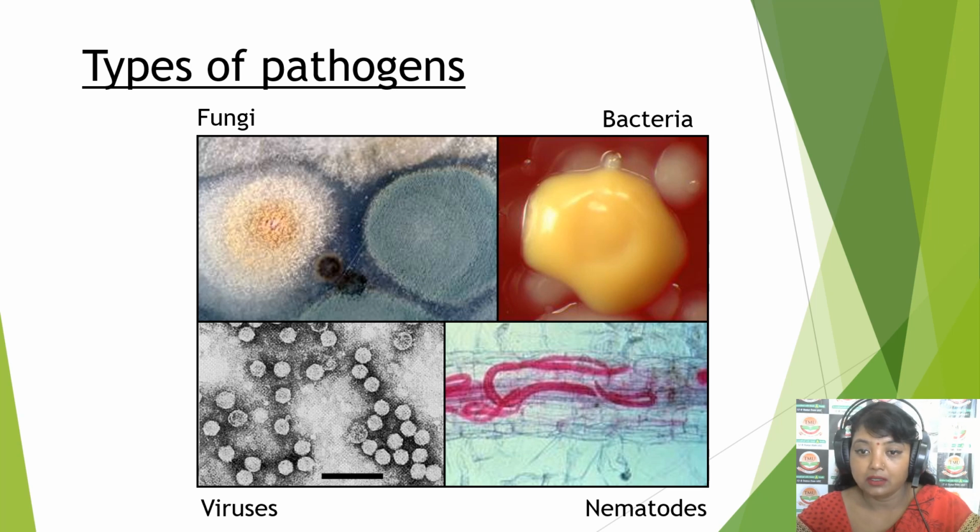Bacteria, where we can see the bacterial ooze coming out. This is viruses, and this is a nematode, which is getting inside the plant root. So these are the different types. There are many other pathogens also, but generally we can say that fungi, bacteria, viruses, and nematodes are the pathogens which come under biotic agents, and they are infectious.